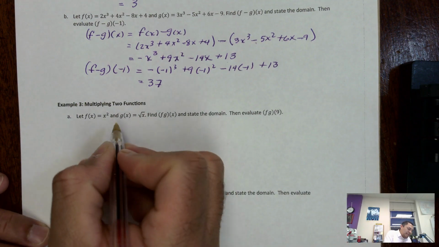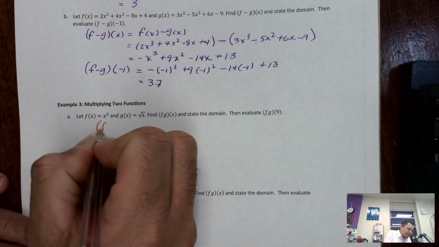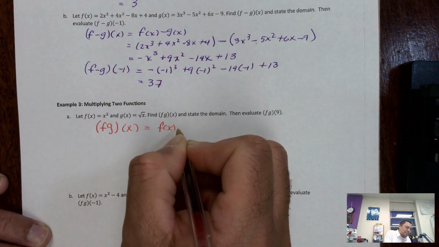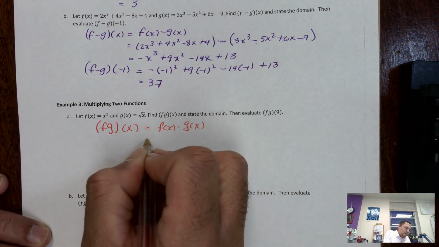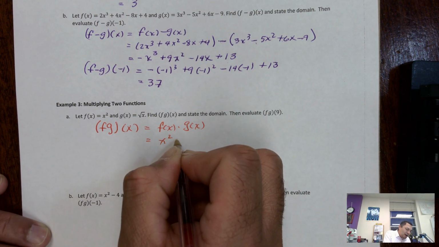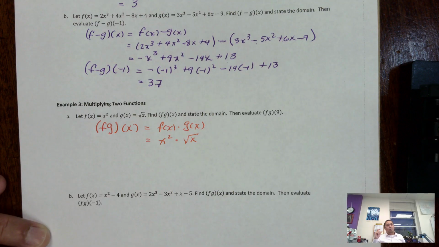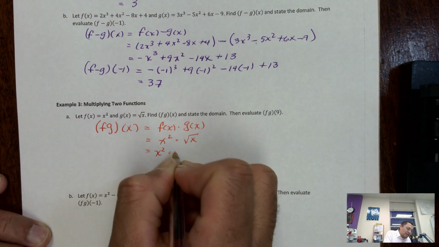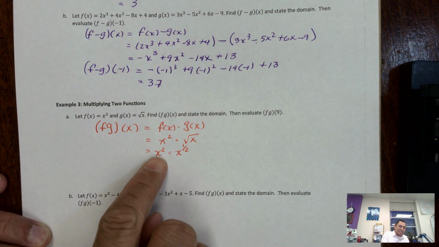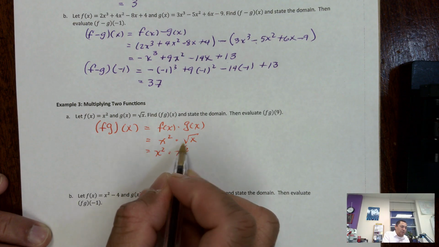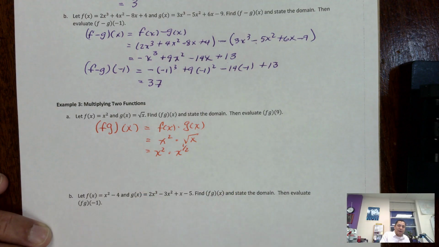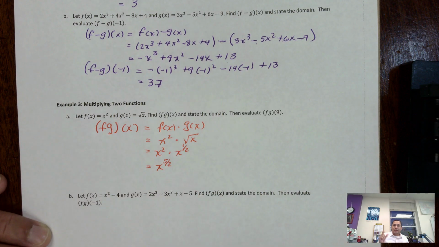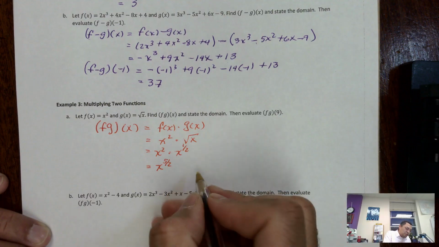So what we're going to do here is write fg of x, which is f of x times g of x, which is x squared times the square root of x. Now let's go back to the properties of exponents. So I have x squared times x to the 1/2. Same base, we add the exponents. So we have 2 plus 1/2 is 5/2. So I have x to the 5 over 2. That's my solution.